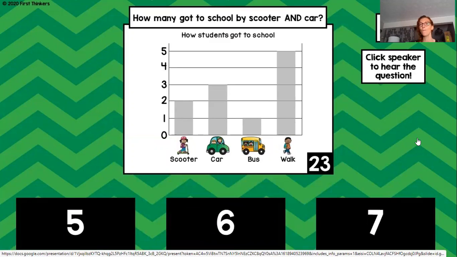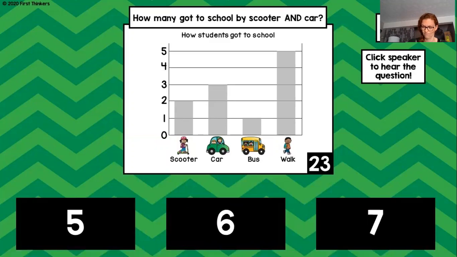Ooh. How many got to school by scooter and a car? What sign do we have to use when it has the and? Show me with your fingers or your arms. How many got to school by scooter and a car? Right, we're adding. So let's find the 2 numbers that we have to add, scooter and car. So how many scooter riders do we have? Nice job, you're right, we have 2.